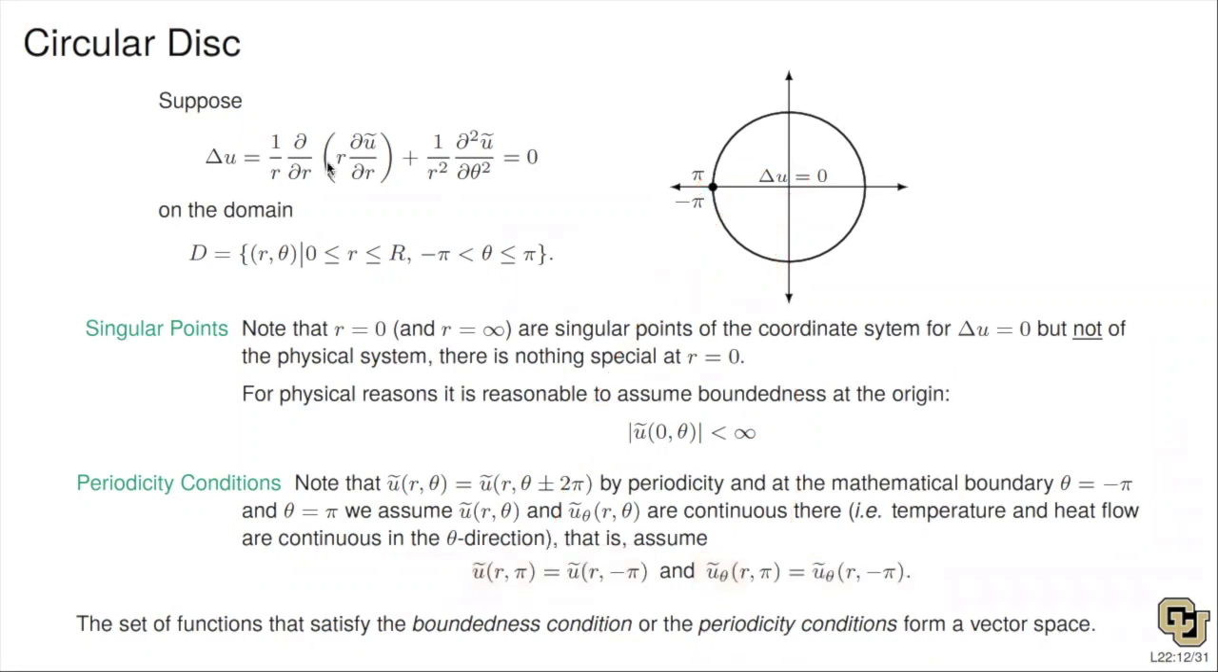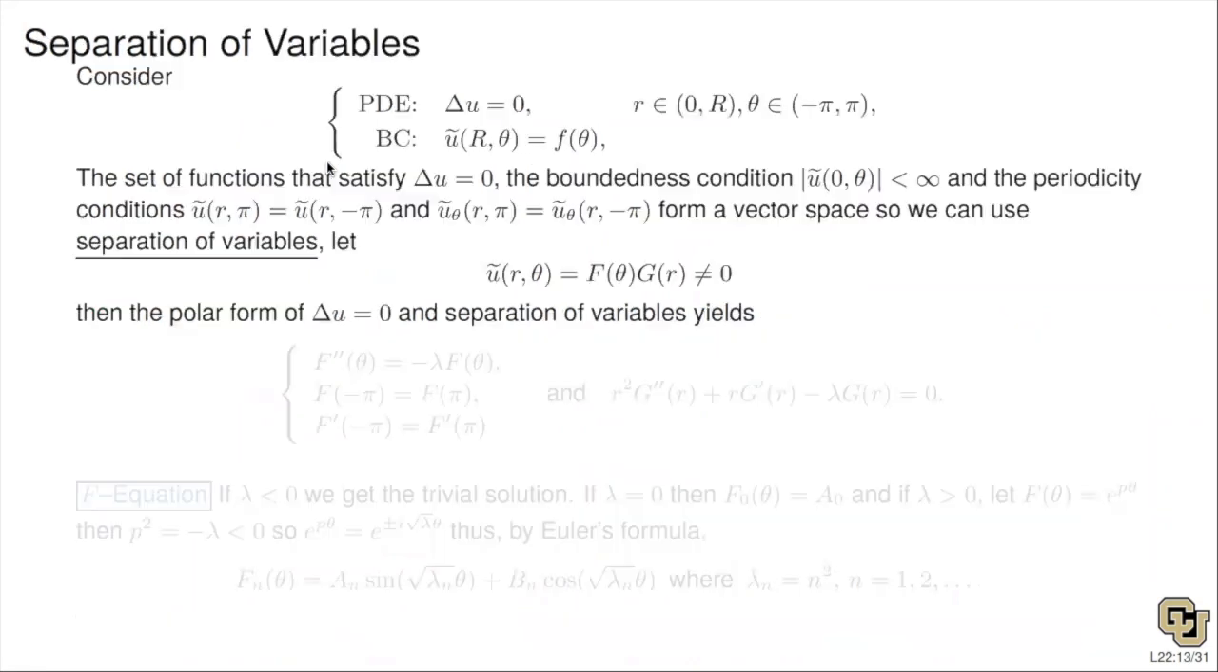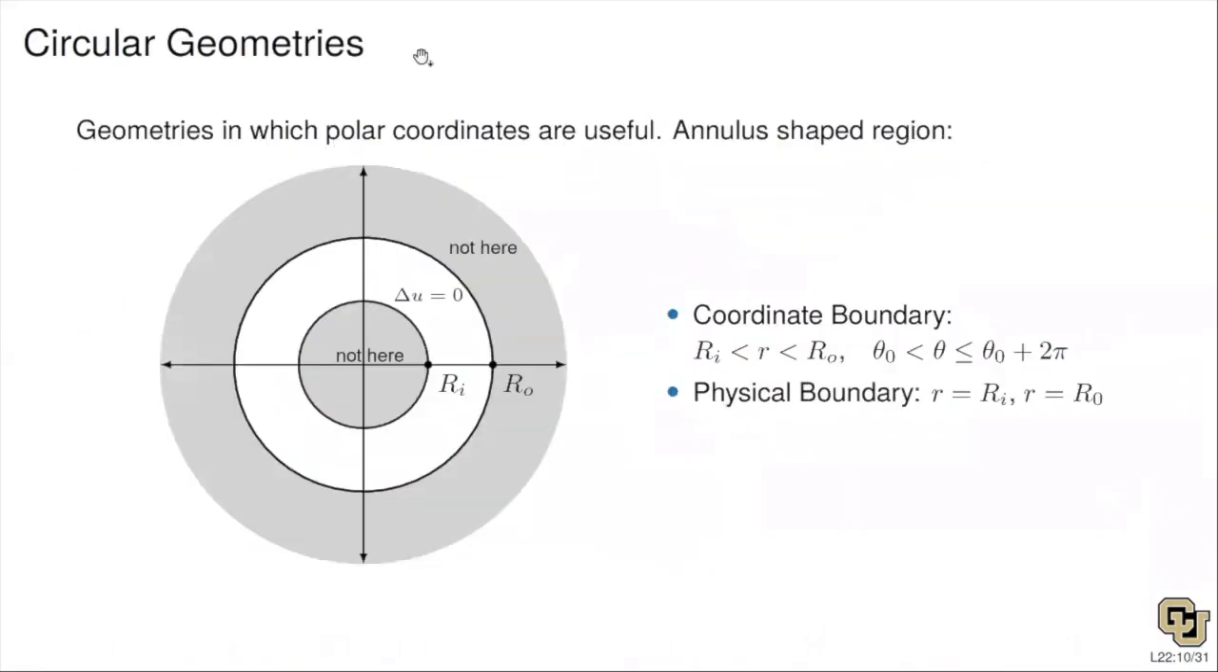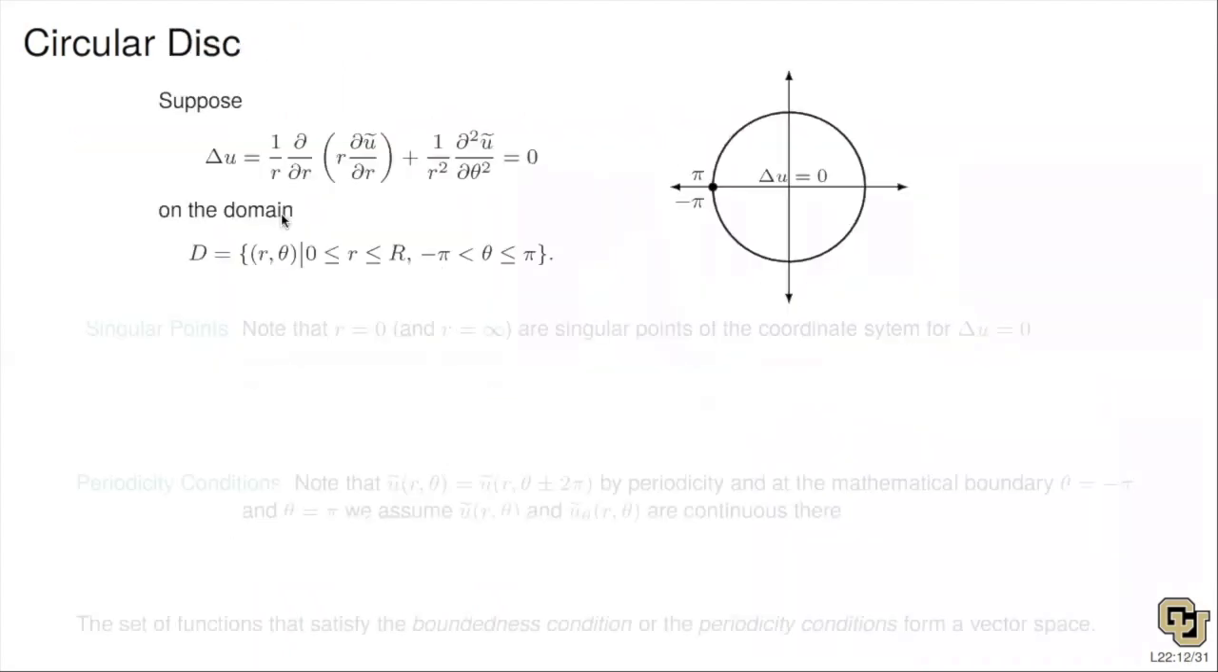As I said, the geometry is so important. For example, if we had an annulus, the origin is not included. In this case, we wouldn't need the assumption that the solution has to be bounded at the origin, at the pole, when r equals 0, because it's just not included. Here also infinity isn't included. We'll talk about infinity in a second, but here r is not allowed to go to infinity. It's important to think about the geometry.